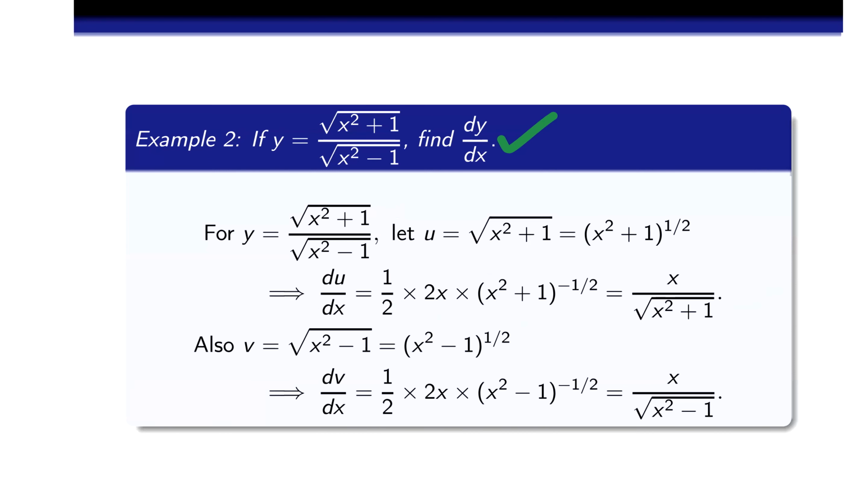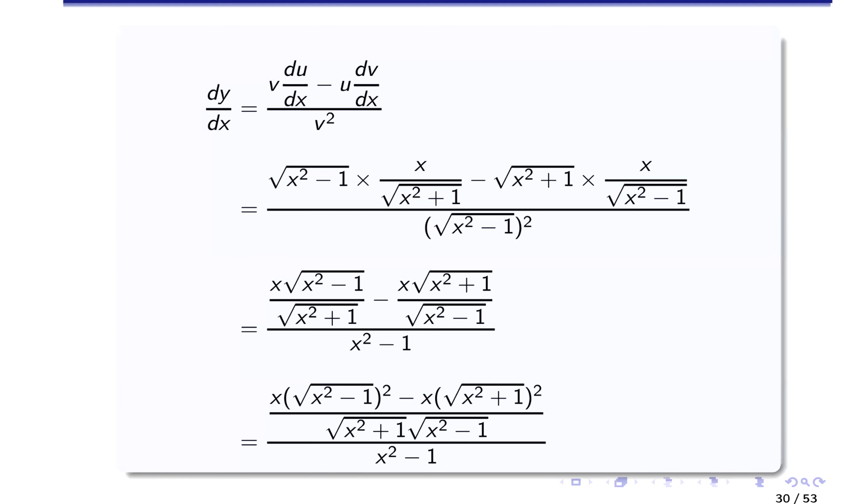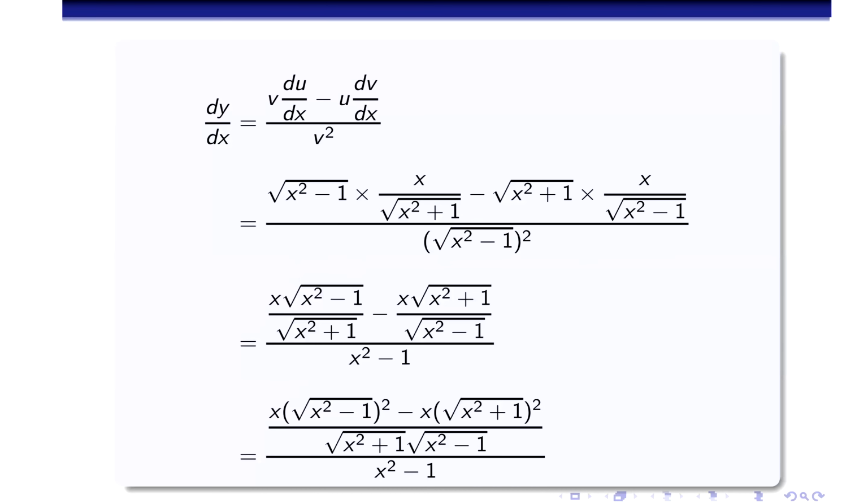Now that you have done all the things you need to do, you can continue to tidy things up. You have dy/dx equals v du/dx minus u dv/dx all over v squared. So this is v, this is du/dx, minus u dv/dx all over v squared, and then let's see, the LCM here, as you can see, is square root of x squared plus 1. So you have square root of x squared plus 1.